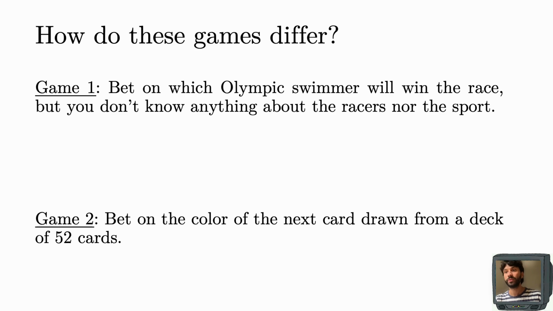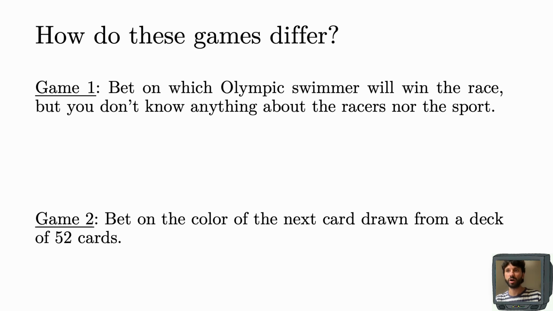In the second game, you're told to bet on the color of the next card drawn from a deck of 52 cards. Notice that in the second game, finding the probability is kind of easy. It might require you to think about how many colors there are in a deck of cards, how many cards there are, etc. But finding an exact probability seems doable. Whereas in the first case, it's much harder to assign a probability if you don't know anything. You're in a form of ignorance that's quite difficult to assign probabilities to.